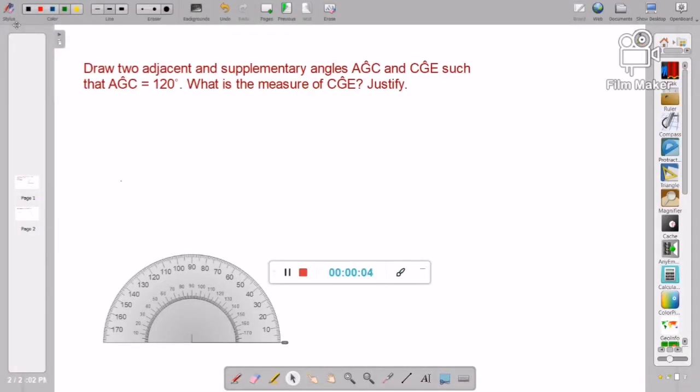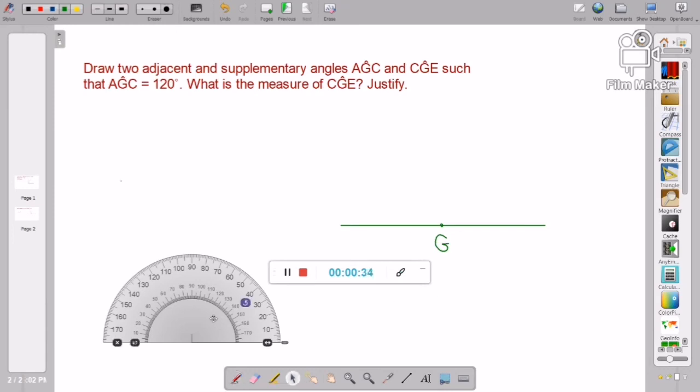Okay, so here if I need to draw two adjacent supplementary angles, I have directly to think that these adjacent supplementary angles have the same vertex and the common side, and they are supplementary, so their sum is 180. So from outside they form like a straight line, and here I can put the vertex. The vertex is G. First angle AGC is 120.